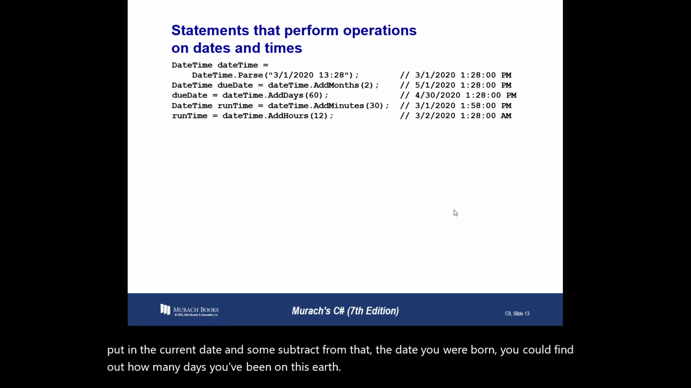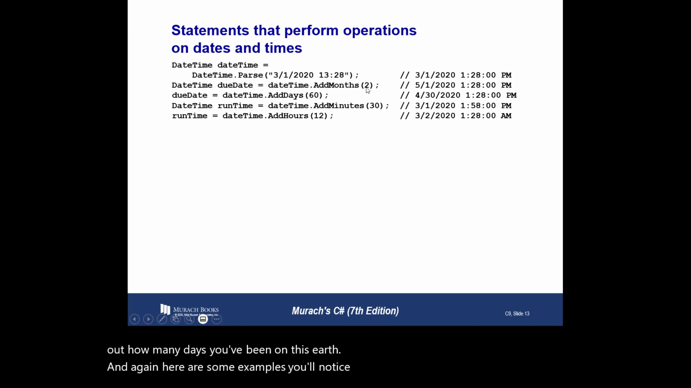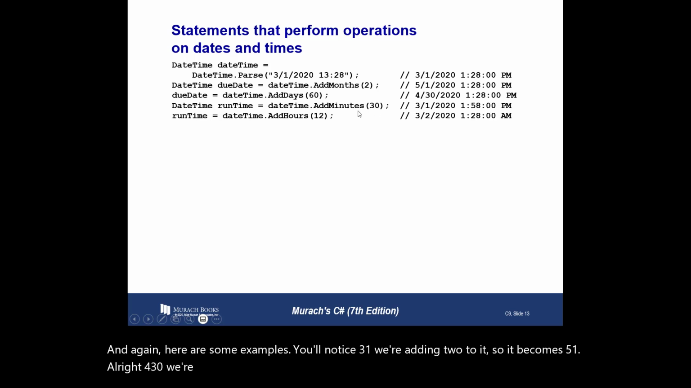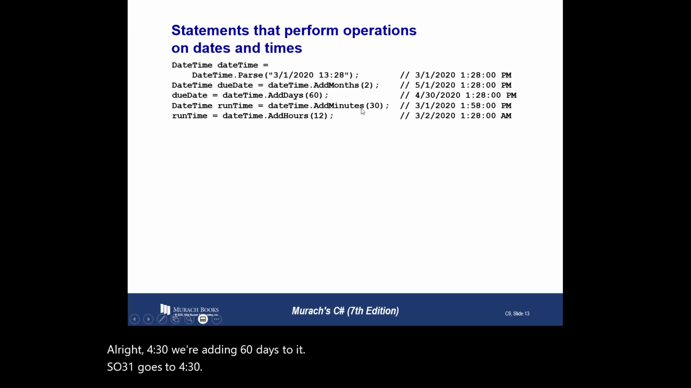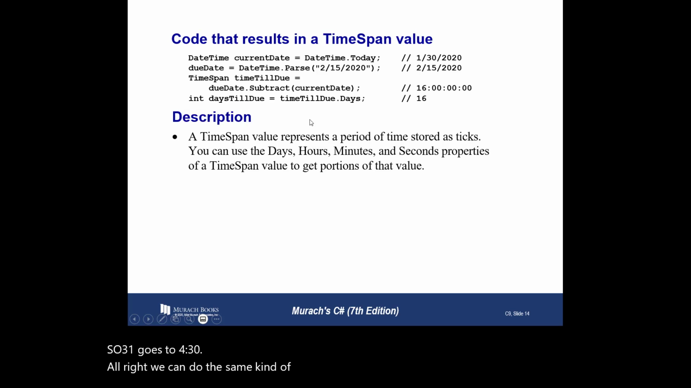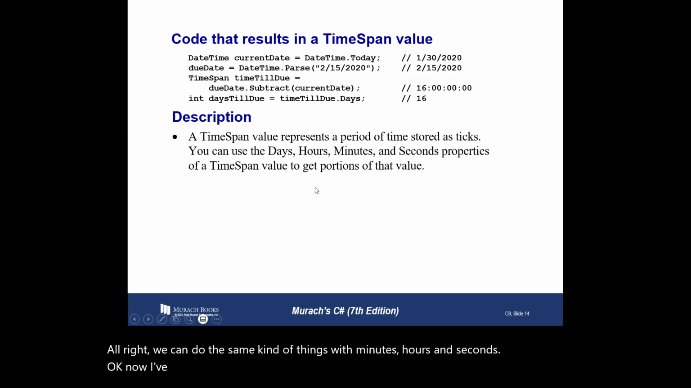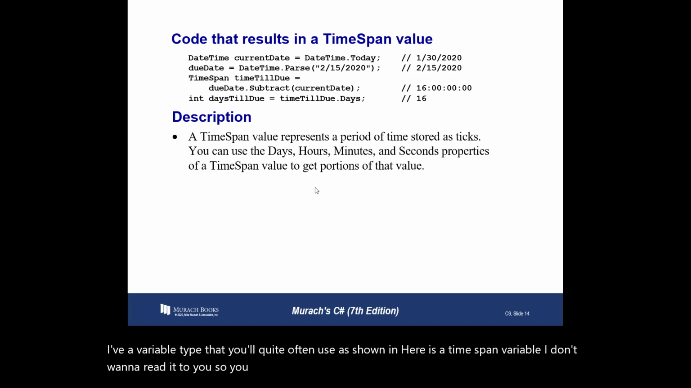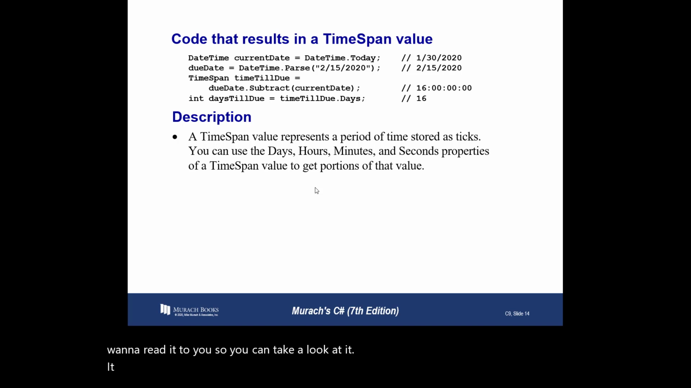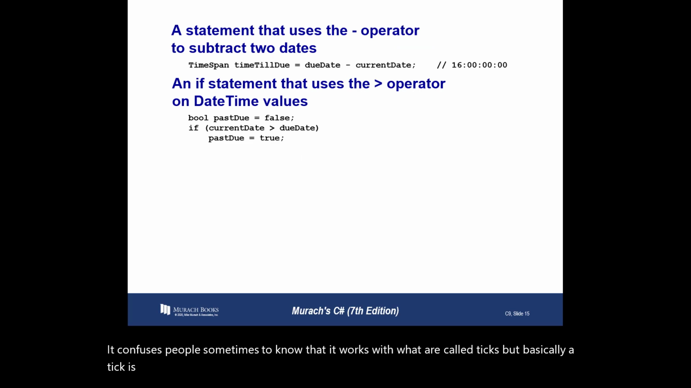And again, here are some examples. You'll notice 3-1, we're adding 2 to it, so it becomes 5-1. All right, 4-30, we're adding 60 days to it. So 3-1 goes to 4-30. All right, we can do the same kind of things with minutes, hours, and seconds. Okay. Now, a variable type that you'll quite often use, as shown in here, is a time span variable. I don't want to read it to you so you can take a look at it. It confuses people sometimes to know that it works with what are called ticks. But basically a tick is like a second, I believe.